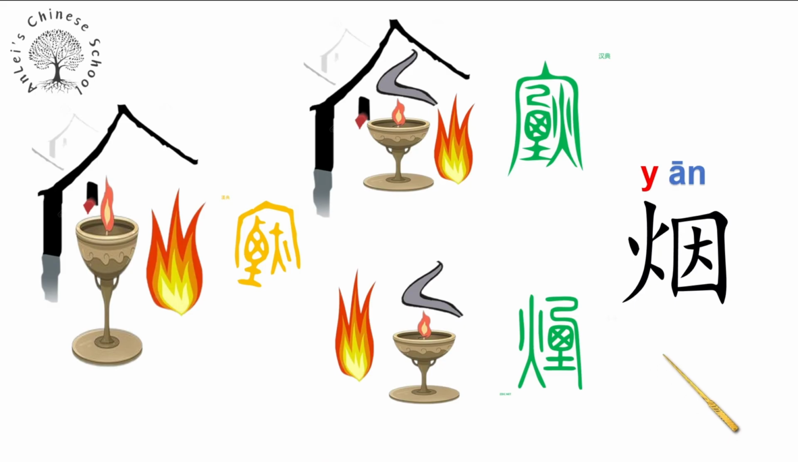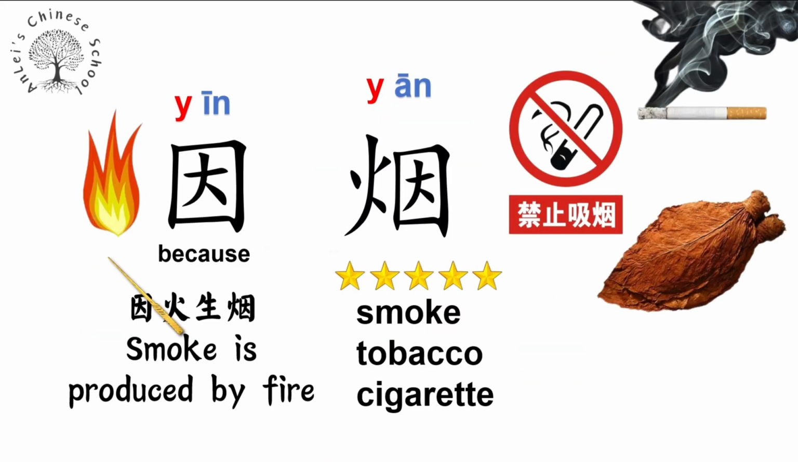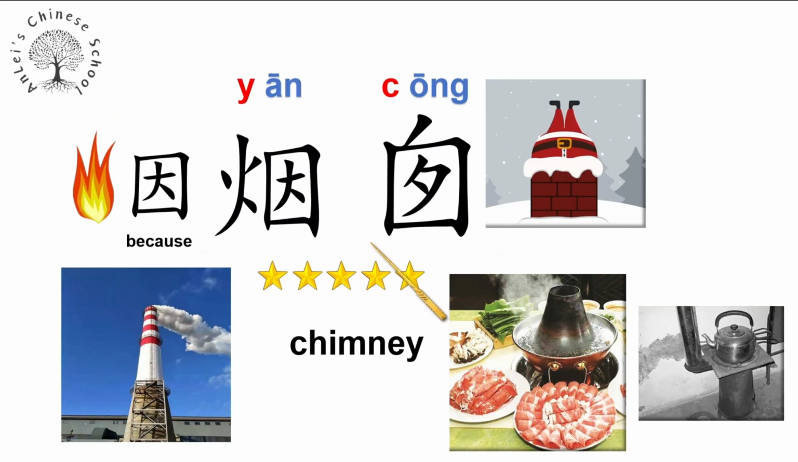And this character is yan. The character yan, on the left side is the character huo, fire. On the right is the character yin, which means because. In China, we have a saying, yin huo sheng yan. Smoke is produced by fire. Put because and fire together, and we get yan. Smoke, tobacco, cigarette. Yan cong.